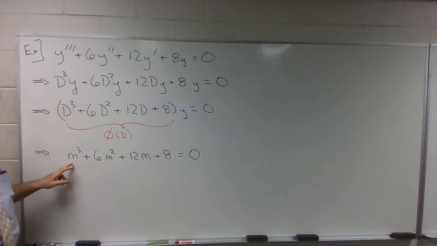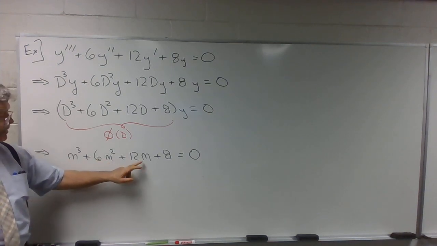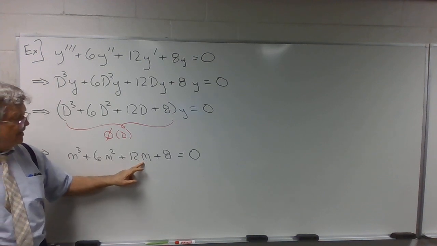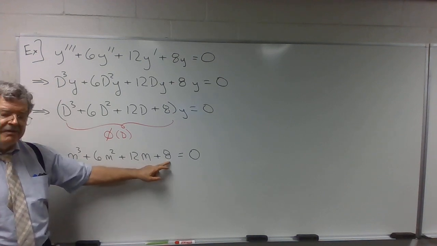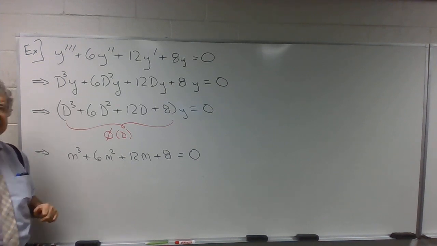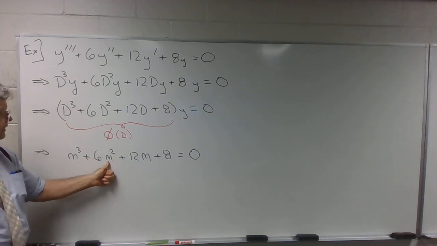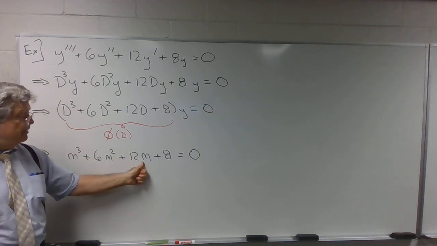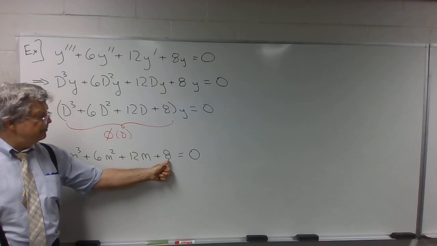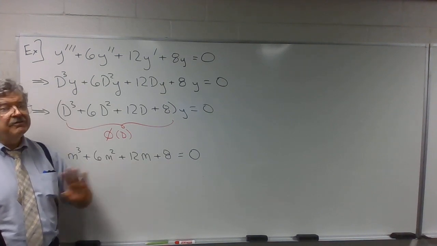So if I plug in 1, I get 1 plus 6 is 7. Plus 12 is 19. Plus 8 is 27. No, that's certainly not 0. Let's try m equal negative 1. We get negative 1 plus 6 is 5. Minus 12 is negative 7. Plus 8 is 1. Well, that's closer to 0, but it's not 0.